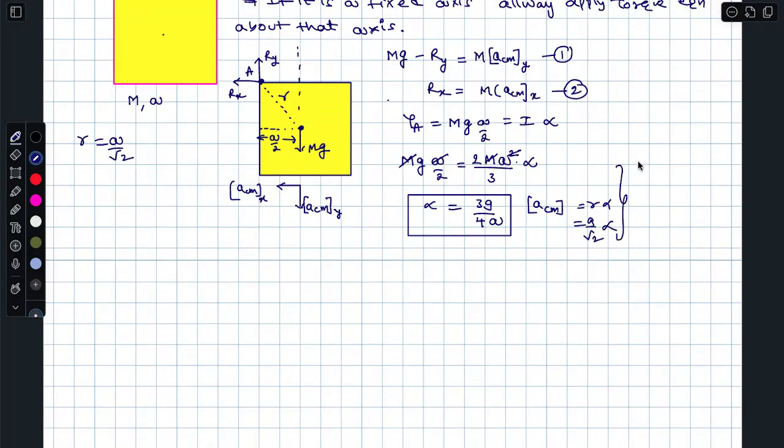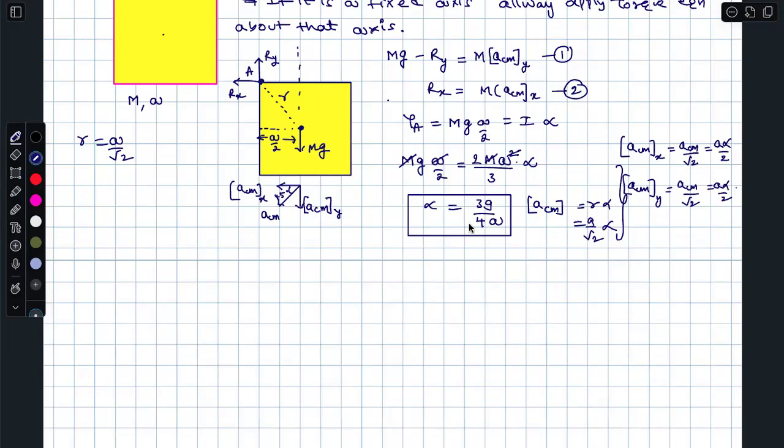So now I can give you everything. Because this is ACM and it makes 45 degrees, ACMX is ACM by root 2, basically a alpha by 2. Similarly, ACMY is ACM by root 2, again a alpha by 2. I got ACMX and ACMY.